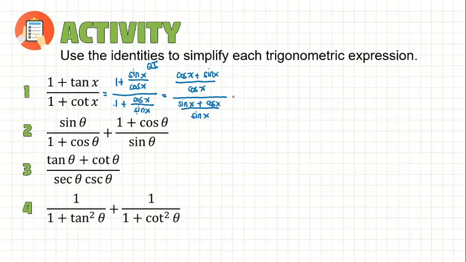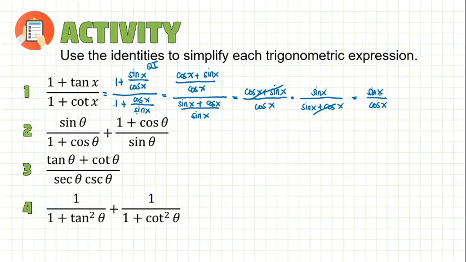Now, dividing fractions, we will just copy the numerator. So we have cosine x plus sine x over cosine x. Multiply it by the reciprocal of the denominator. So we have sine x over sine x plus cosine x, right? Now take note, cosine x plus sine x is just the same as sine x plus cosine x. So this will now be canceled out. So what's left is sine x over cosine x.